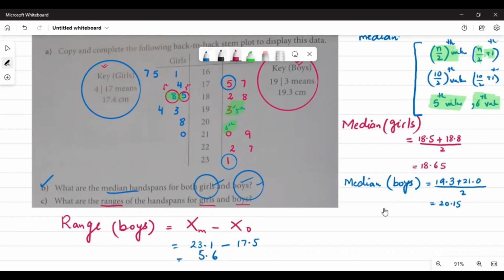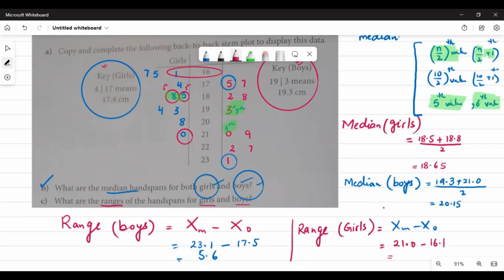And if I want to find the range for the girls, now you have to go to the girls' column. The range for the girls is again xm minus x naught. The maximum value xm is 21.0, and x naught is 16.1. So the final answer for this is 4.9.